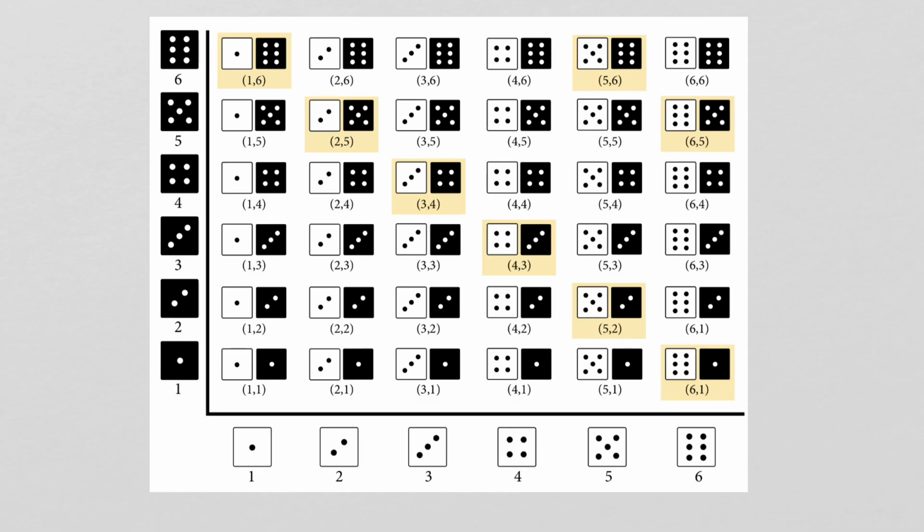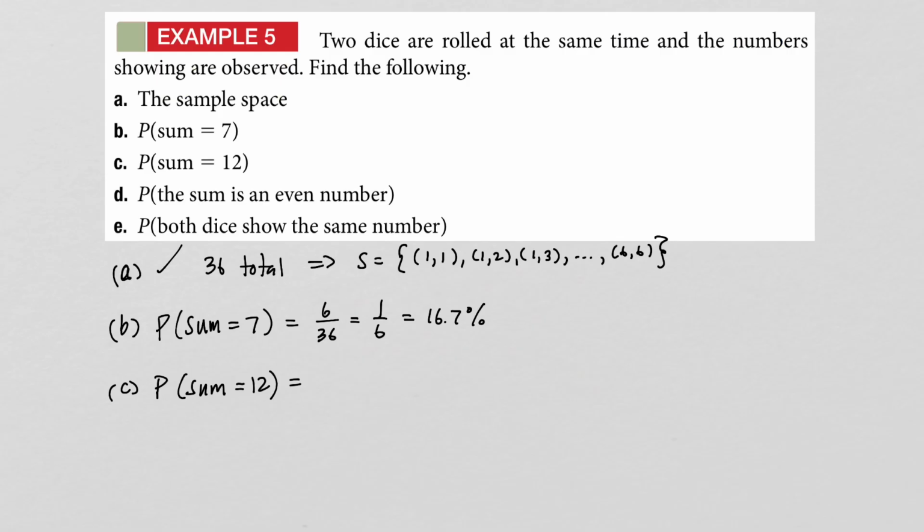So if we go back here, you can see the only way to get a 12 is to roll a 6 on one die and a 6 on the other die. And there's only one way to do that. And so the probability of getting a 12 is 1 out of 36. And this is about 2.7%. So not a very good chance that you roll a 12.